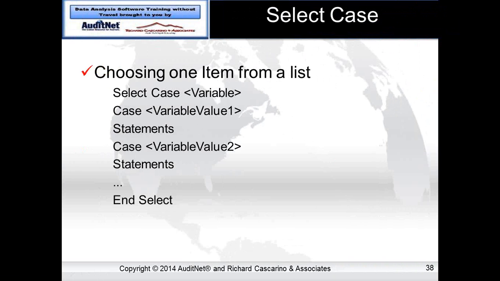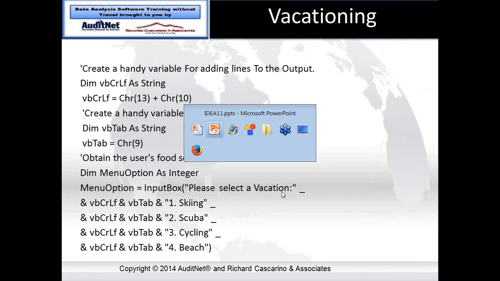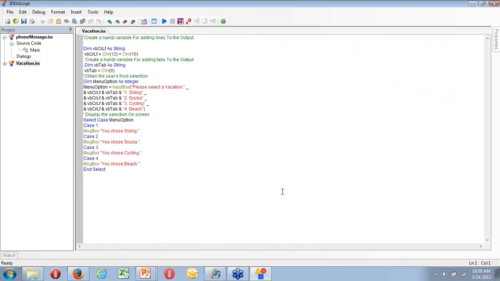And the way we're going to do it is we're going to take a script for going on vacation. So we're going to create a handy variable for adding lines to the output, and we're going to add which would your choice be for a vacation. Dim variable, a string. It's going to be character 13 plus character 10. Create a handy variable for adding tabs to the output. Obtain the user's food selection or vacation selection. It's not going to be food in this case, it's going to be vacation.